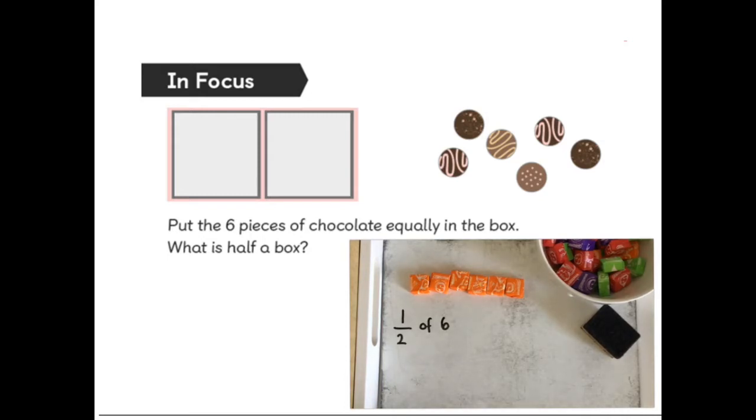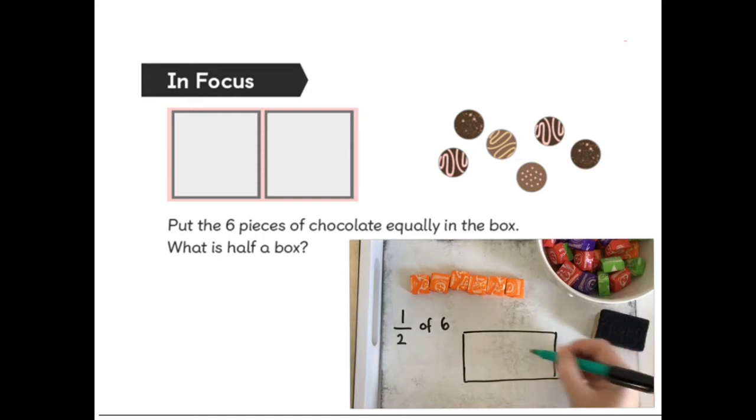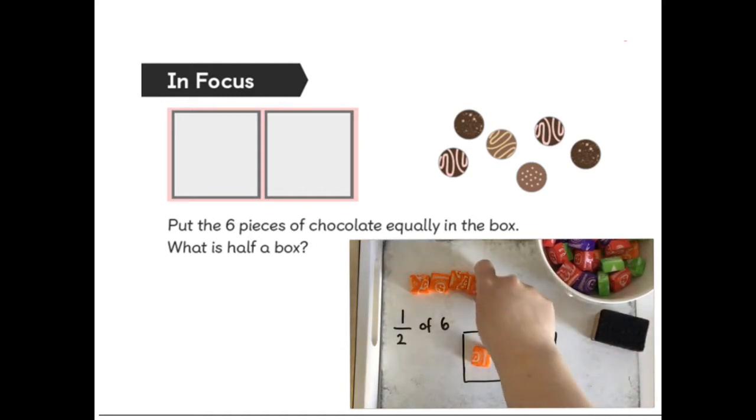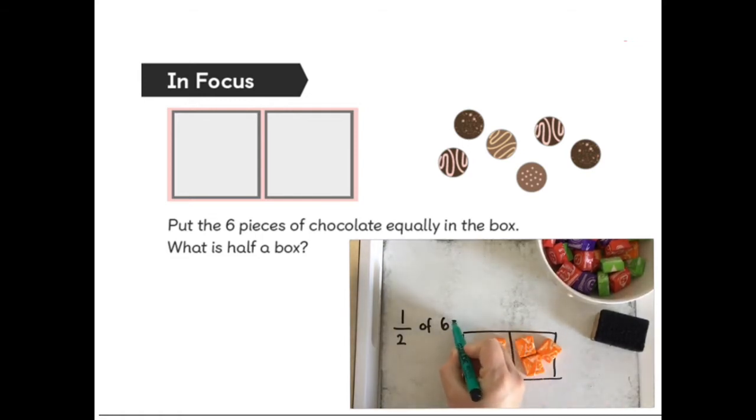When we look at our fraction, we need to remember that the denominator shows us how many parts we need to split our number into. I need to split it into 2 groups. So this is my chocolate box. And now I'm going to divide my sweets to show the fraction. So half of 6 equals 3.